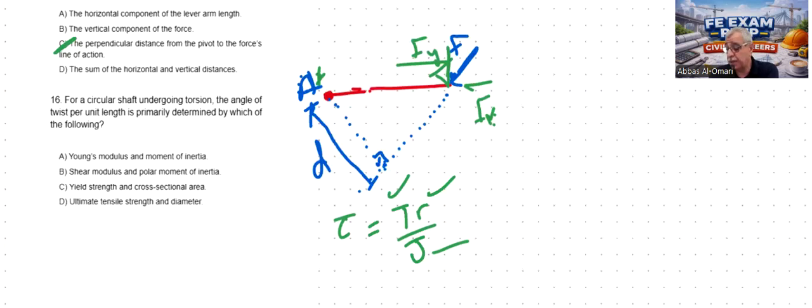So Young's modulus and moment of inertia, no. Shear modulus and polar moment of inertia. Here we see that there is polar moment of inertia, so this is the correct answer. The correct answer is B, because it contains polar moment of inertia. Next question.